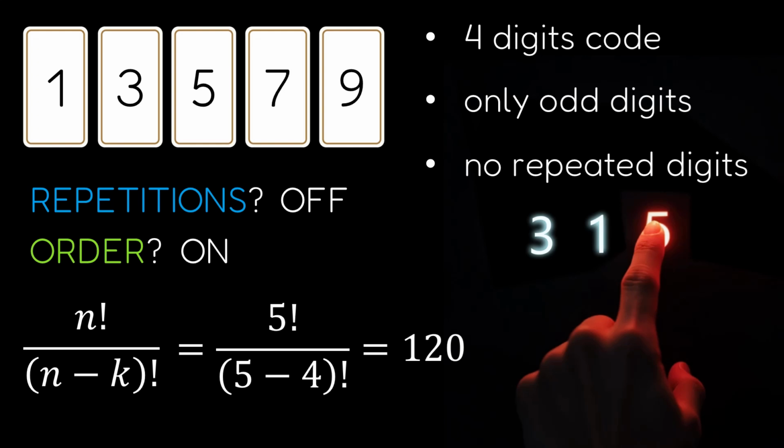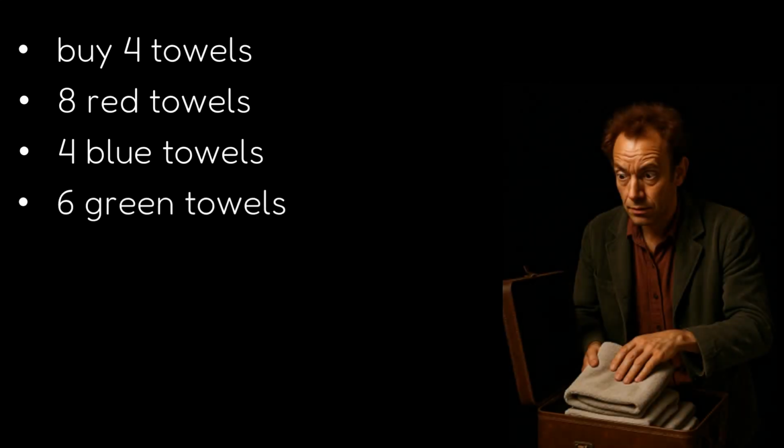Second exercise. We went to a towel shop because the world is about to end. We are going to buy 4 towels because that's all that fits in our suitcase, and the shop sells 8 red towels, 4 blue towels, and 6 green towels. How many different combinations of towels can we leave the shop with?